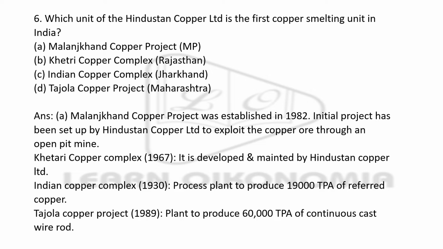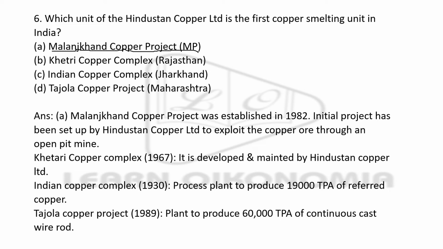Next, which unit of Hindustan Copper Limited is the first copper smelting unit in India? You are given such options. The first option is Malanjkhand Copper Project. Next, you have Khetri Copper Complex. Next, you have Indian Copper Complex. Next, you have Taloja Copper Project. The right answer is option A. This is Malanjkhand Copper Project in Madhya Pradesh, which was established in 1982.